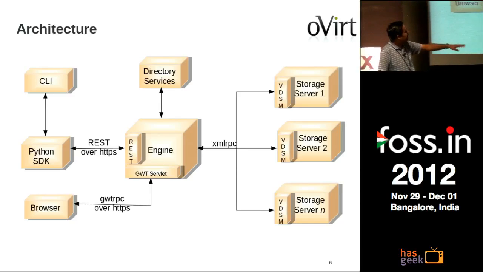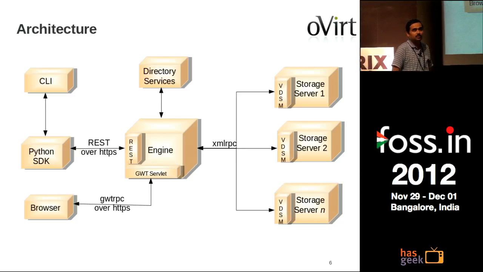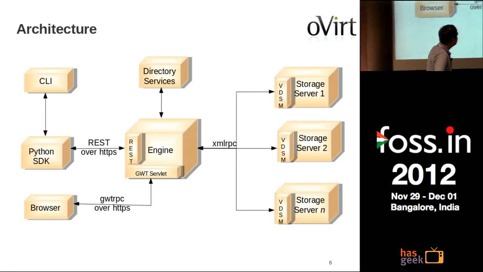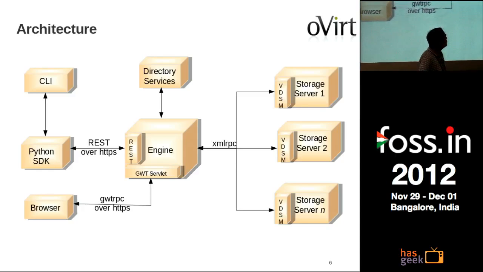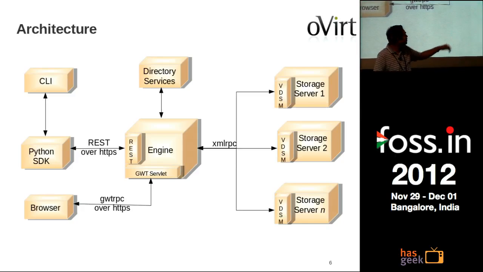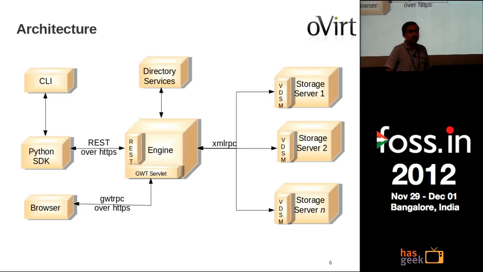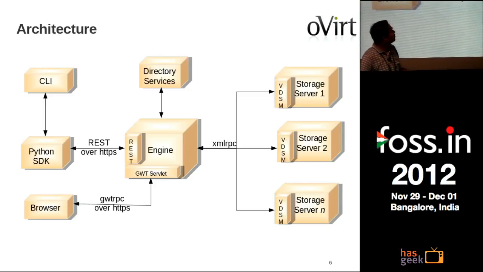What you see on the right hand side are all the nodes or the hosts of your cluster, which are being managed through your UI or the engine. In this particular case, since we are talking mainly about storage management, all of these are your storage servers. These are running the Gluster file system on them, and they also run a component called VDSM. So VDSM is the component with which the engine interacts to get anything done on those nodes.